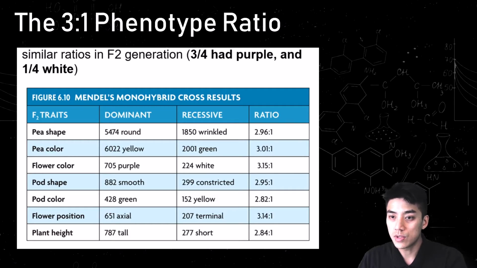And what he noticed was that there was always a magic 3-to-1 ratio for dominant versus recessive traits. So if you look at just pea shape, under dominant, he counted 5,474 peas that were round. And he also noticed that there were 1,850 that were wrinkled. So that gave him a ratio of about 2.96 to 1, which you can round to 3-to-1. And this was consistent throughout the other traits. There was always this magic 3-to-1 ratio.